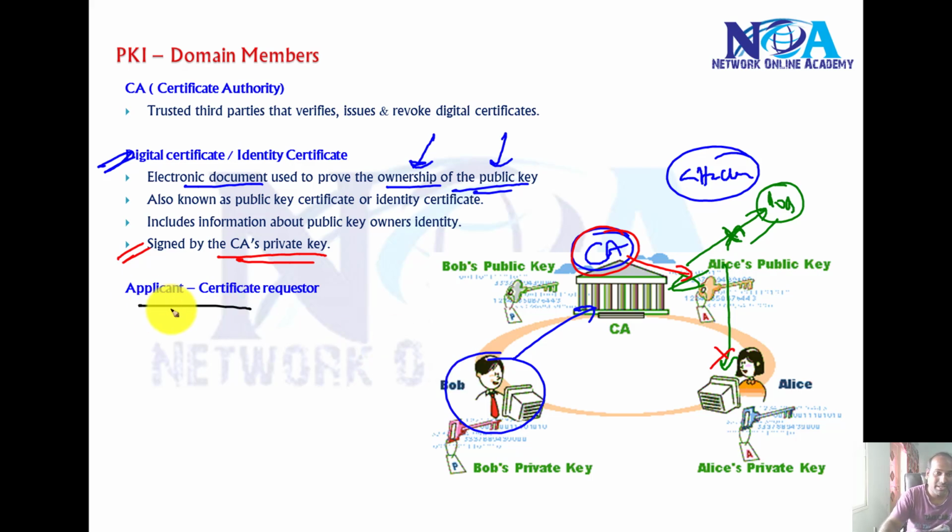And the third one is the applicant. The applicant is nothing but the end user who is requesting the certificate from the CA.